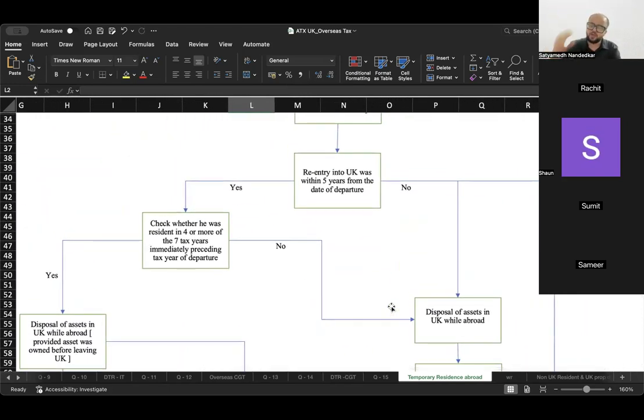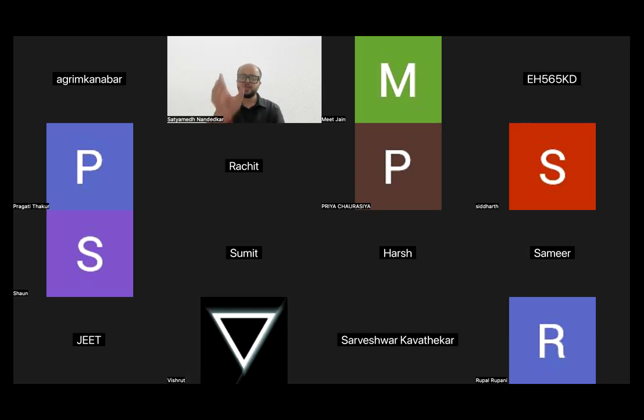And when does the trigger for taxation happen? When the person comes back to the United Kingdom within 5 years. One critical condition for levying this tax is that you should have been owning the asset on the date when you left the UK. If you acquired an asset while you were abroad and then you disposed of that asset, then that does not get covered under the temporary residence abroad rules.